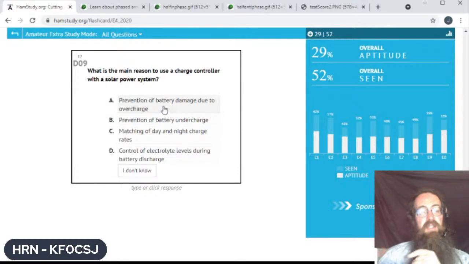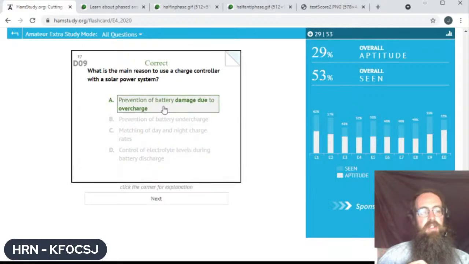And it is A. The charge controller slows down or stops the voltage coming in from the solar panels so that the batteries do not become overcharged.